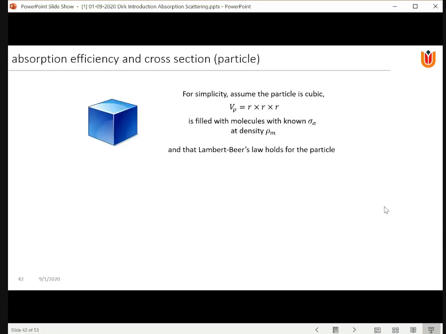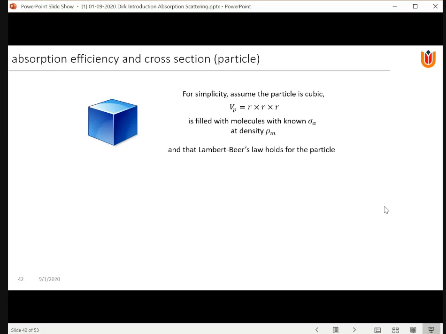Okay. So the goal is now to try to define the absorption efficiency and the absorption cross-section, but now not for a molecule, but for a particle. And to keep it simple, let's assume that the particle is cubic. So it has a particle volume Vp equal to r times r times r, with r the side of the cube, and it is filled with absorbing molecules. These absorbing molecules have a known absorption cross-section, sigma A, and they also have a known density, rho m.